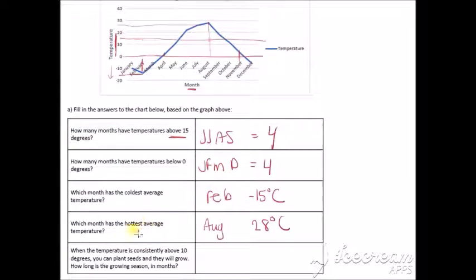All right. Oh, just one more. When the temperature is consistently above 10 degrees, and so this is like a real thing in real life, you can plant seeds and they'll grow. So how long is the growing season? So anything above this 10 degrees, and it has to be consistently above 10, this is going to be the growing season. So let's go May, June, July, August, September. October it could still grow. So the growing season, May, June, July, August, September, and October. 1, 2, 3, 4, 5, 6. 6 months.